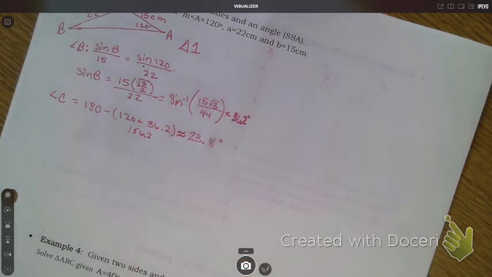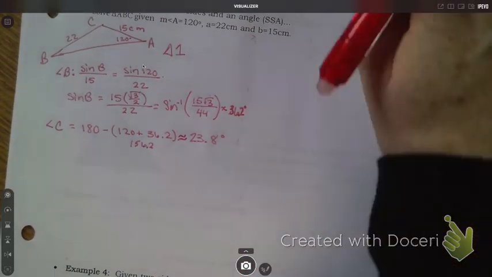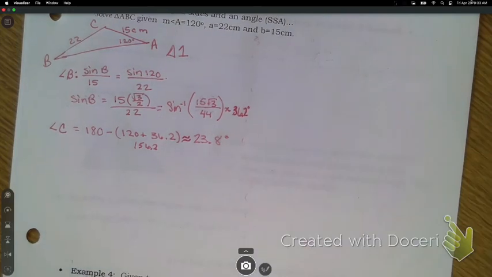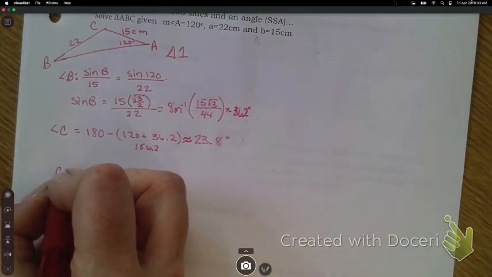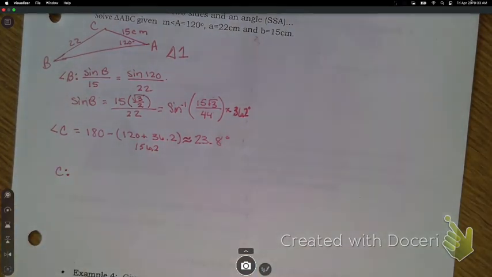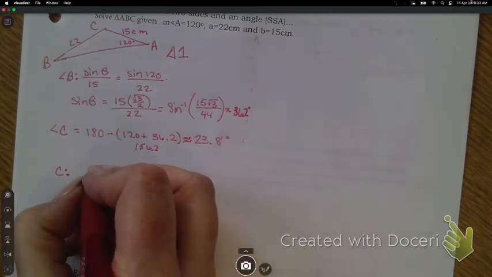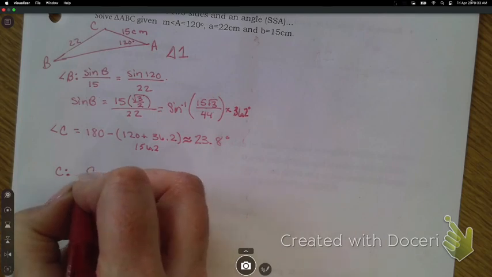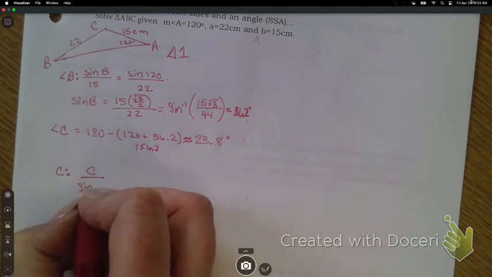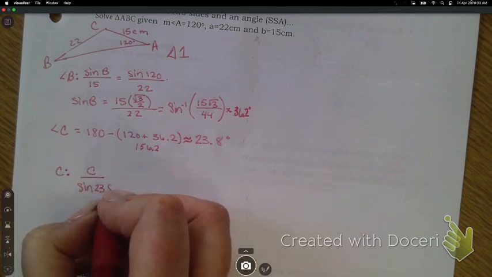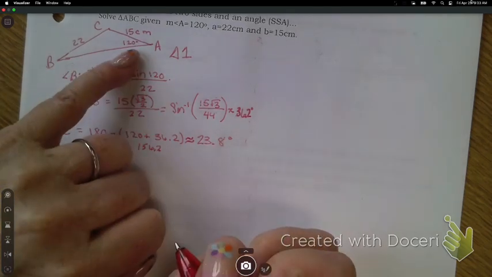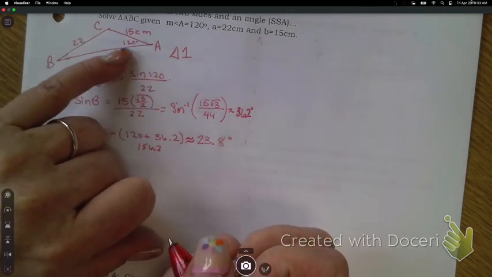Okay, so now, what do I find next? Side C. So in this case, do I have to use something I found to find side C? Yeah. So again, use what you're given unless you have to use what you found. So I have C over sine of 23.8. Now, you should only be using A.